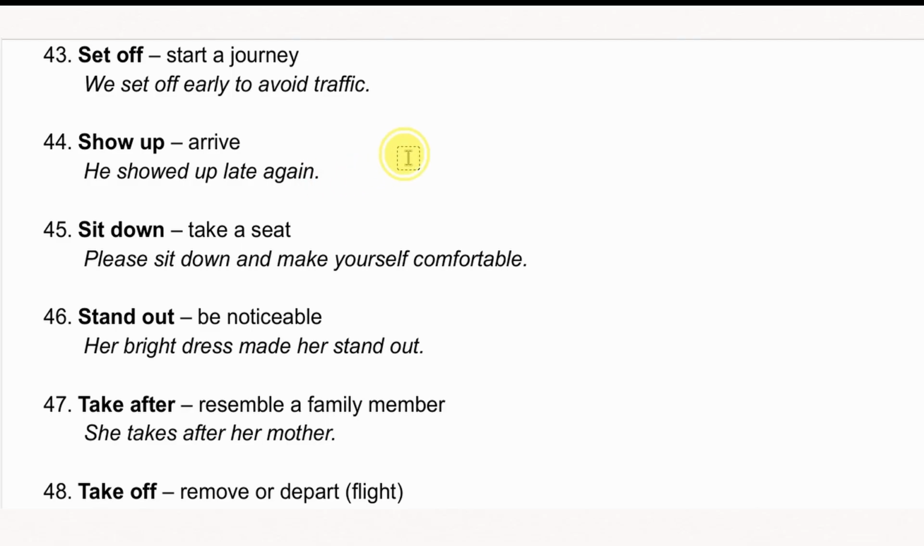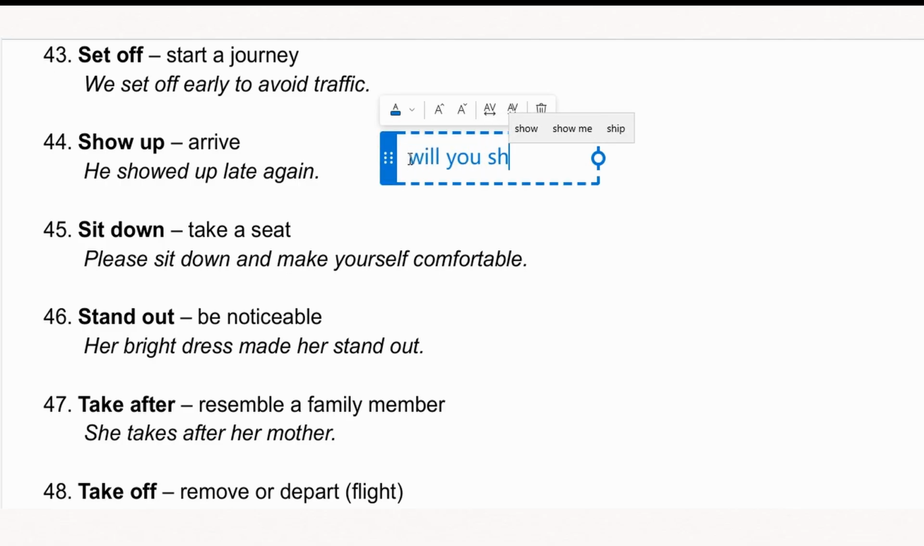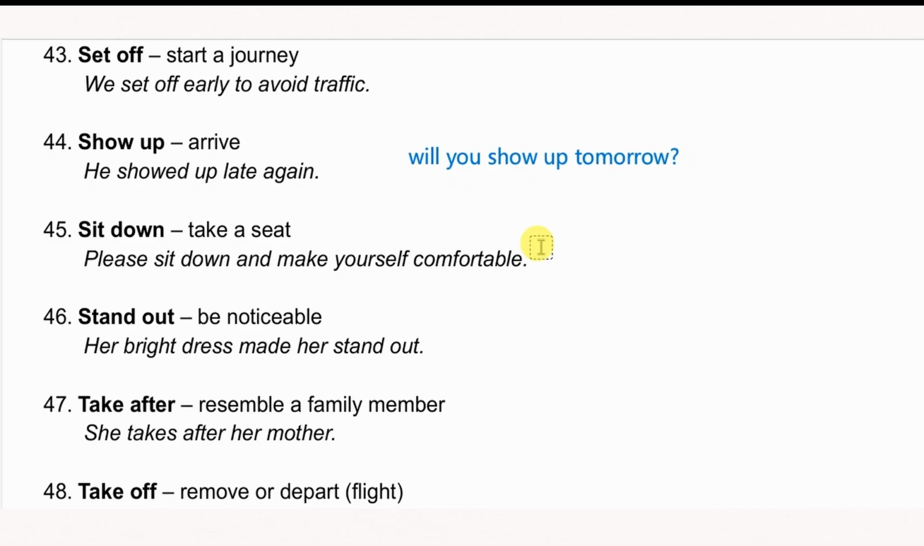It's just an example. For example, you can say, will you show up tomorrow? It's a question. 45. Sit down. To sit down, this is to take a seat. Please sit down and make yourself comfortable. When we say sit down, it means take a seat.